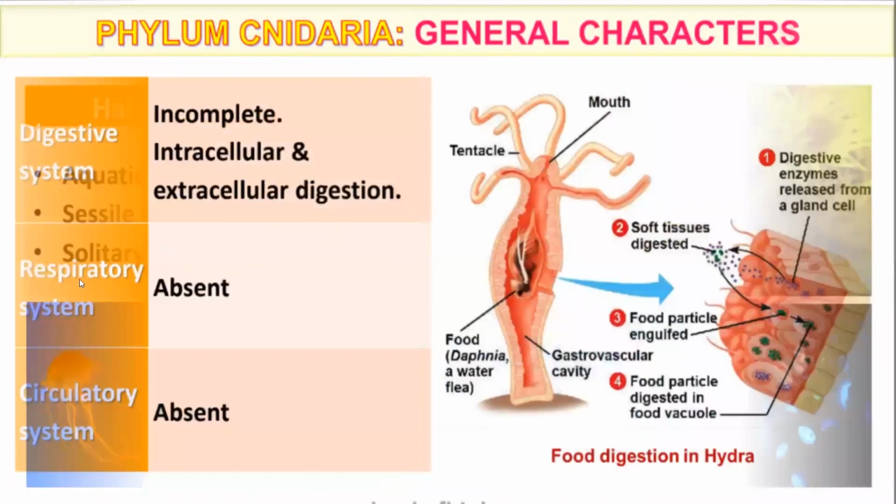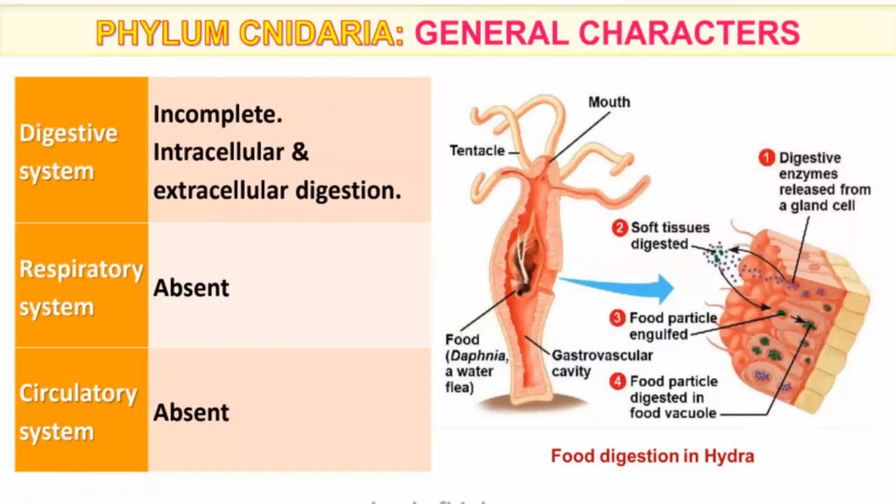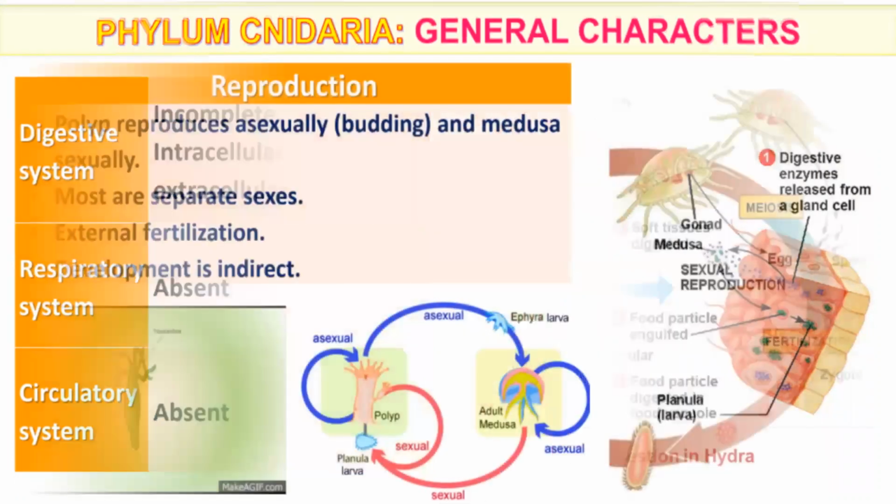Then respiratory system is absent, circulatory system is absent. So here this is the mouth through which food will enter. All digestion will take place here in the gastrovascular cavity. Food particles engulfed will be absorbed, soft tissue digested, and digestive enzyme released from the gland. Whatever waste is produced will go out from this part only. Circulatory system is absent, respiratory system is absent.